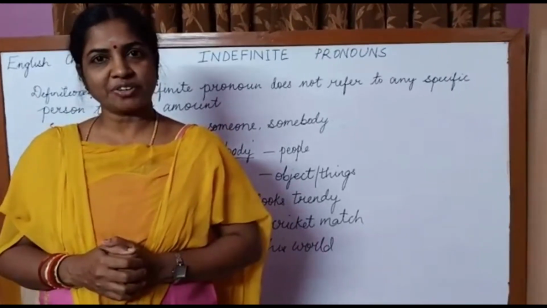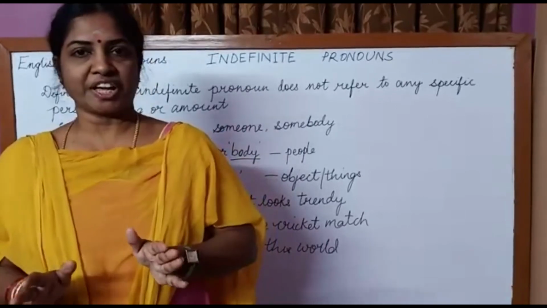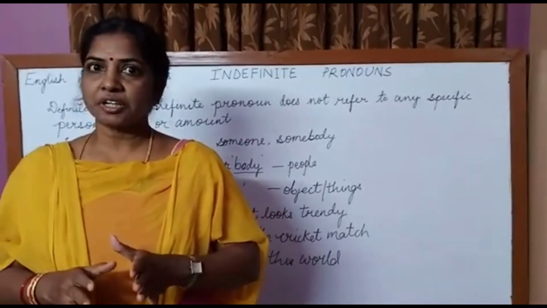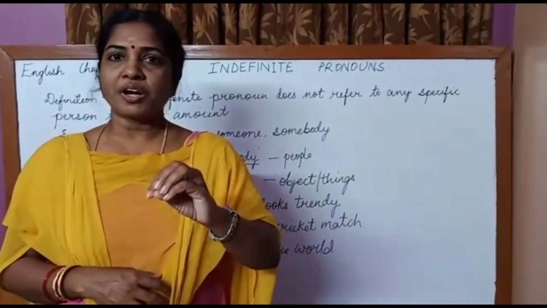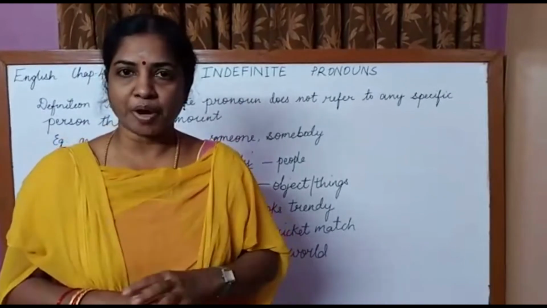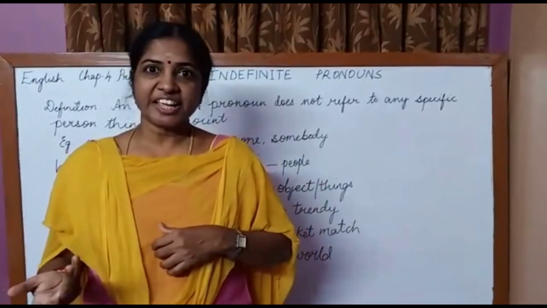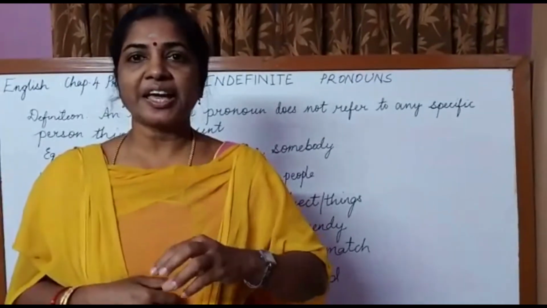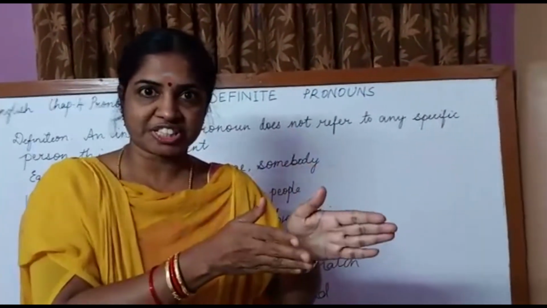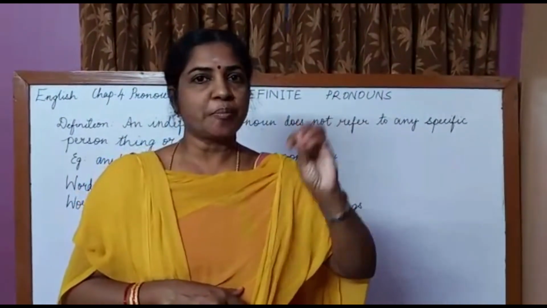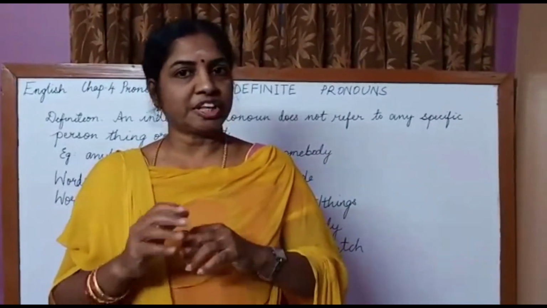From the word itself we can understand that it is not talking about anything specific. So indefinite pronouns do not specify any thing, object, person or amount. Here it is very vague and very indefinite. We don't know what it is referring to or what it is talking about. Like somebody, someone, nobody, no one, nothing, none, each, every. Now if you find body or one as the suffix in the word, then they refer to persons. And when there is thing as the suffix in the word, they refer to things or objects.